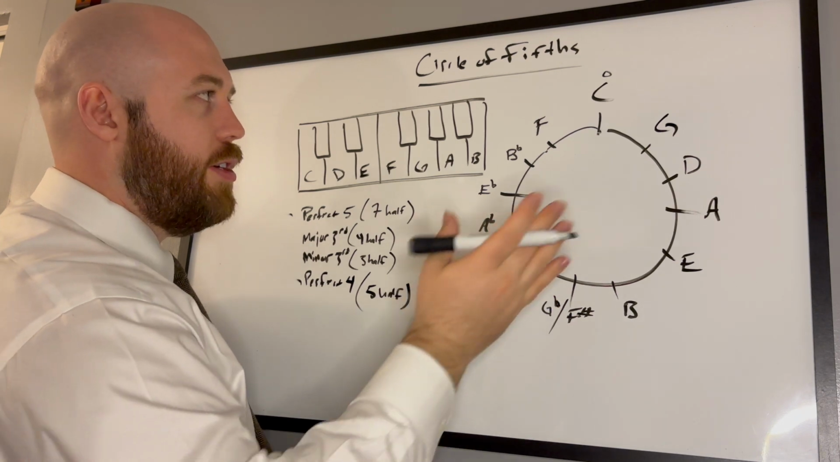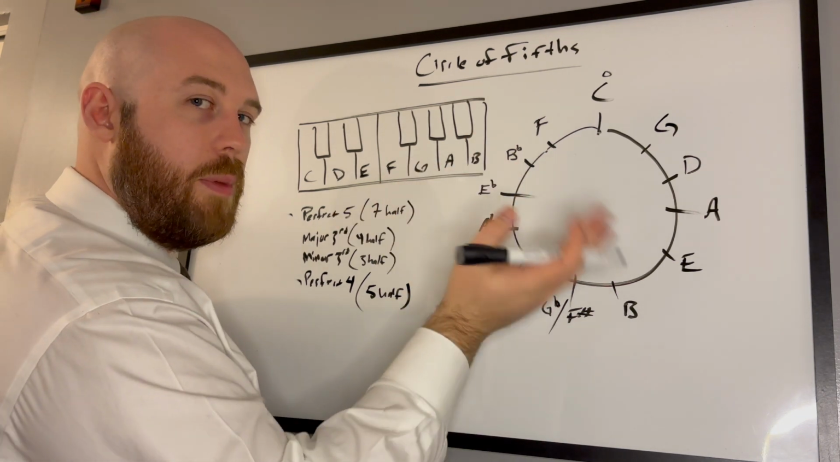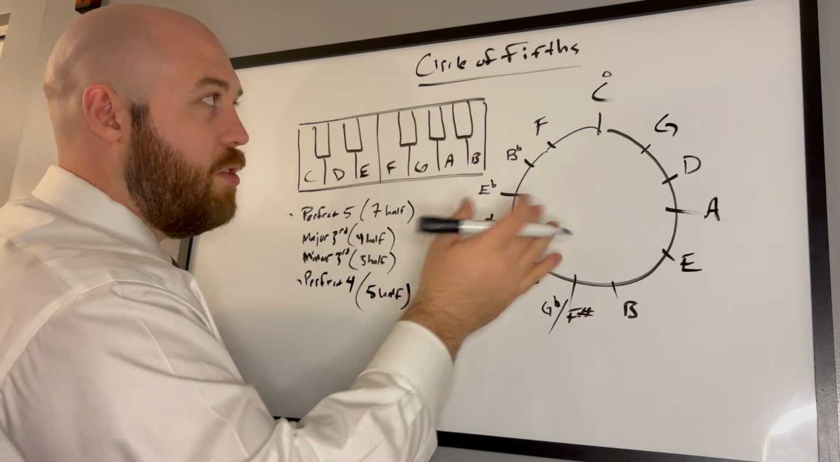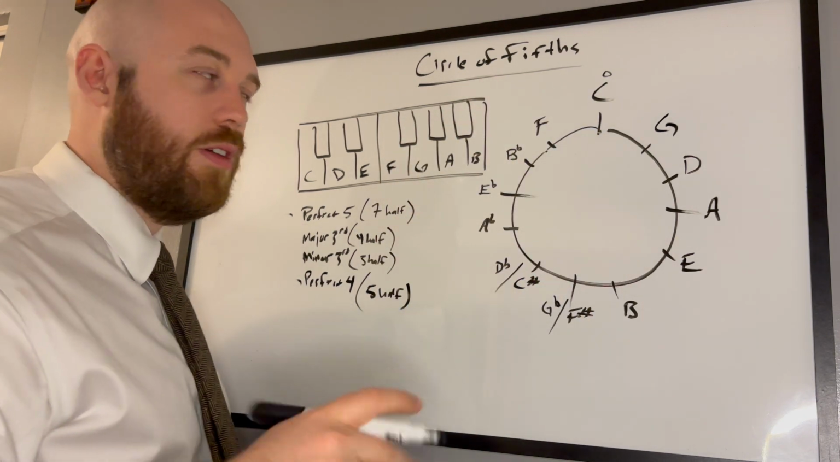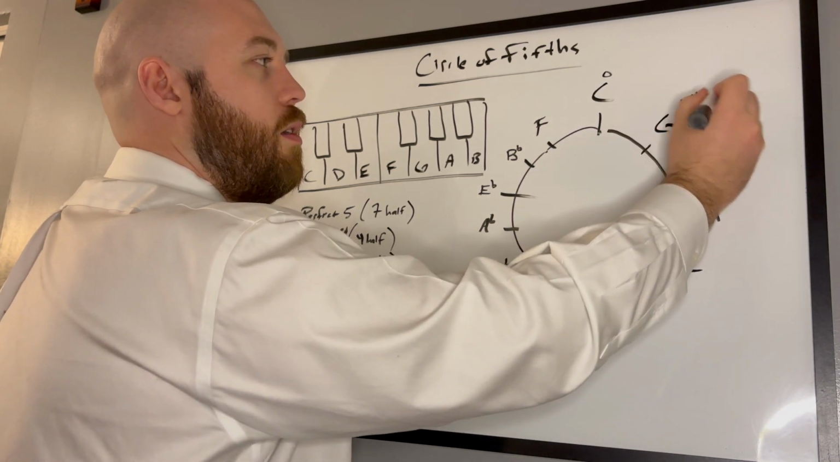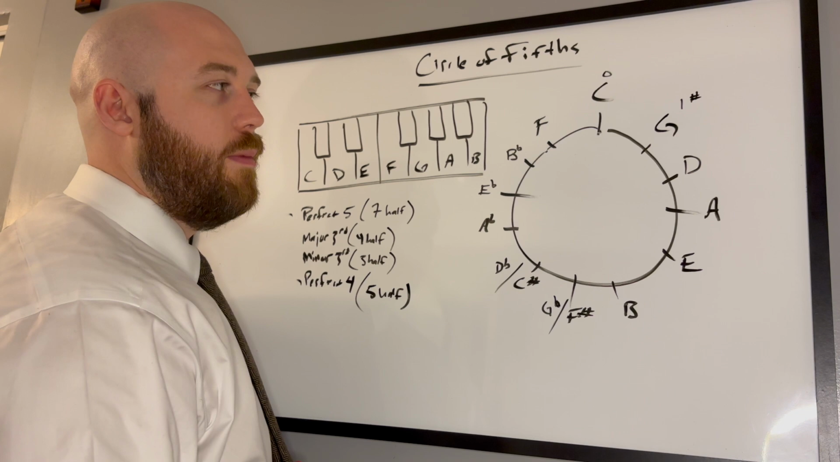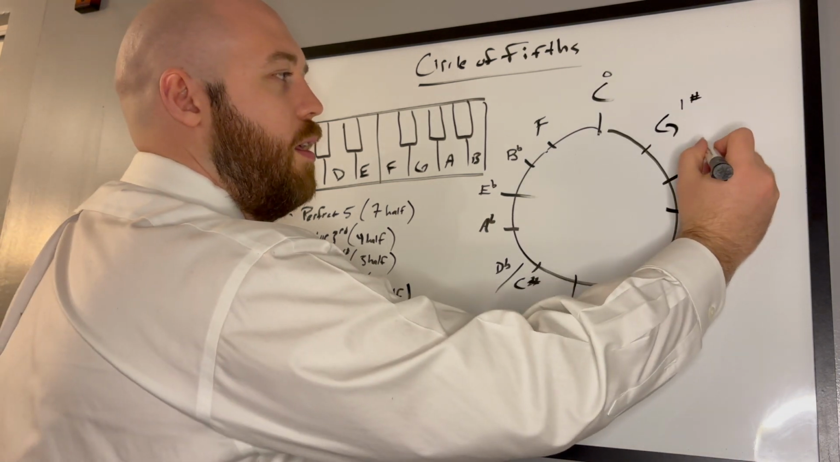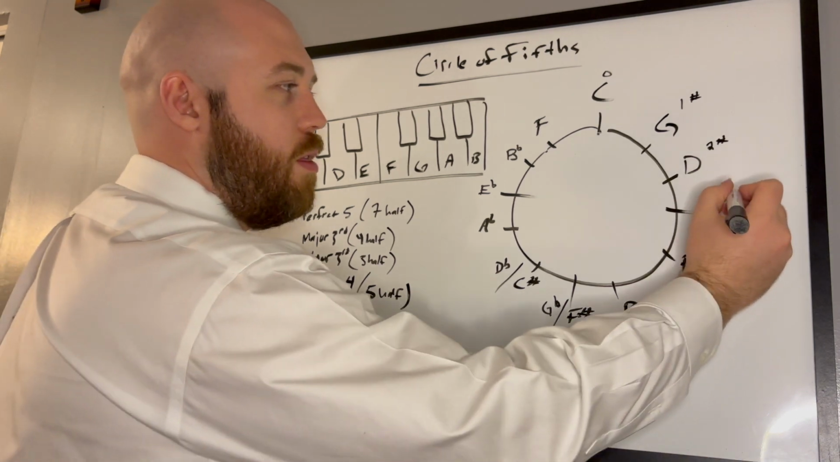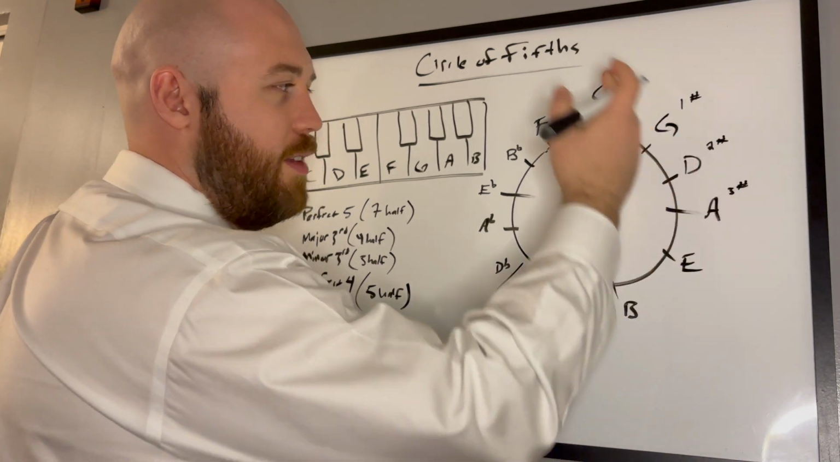0 sharps, 0 flats. So that's why it's at the top. It could go either way. You can go by fourths, you can go by fifths, but that's the great place to start because you're at ground 0. Okay. G, 1 sharp. D, 2 sharps. A, 3 sharps. Okay, you're starting to see the pattern here.